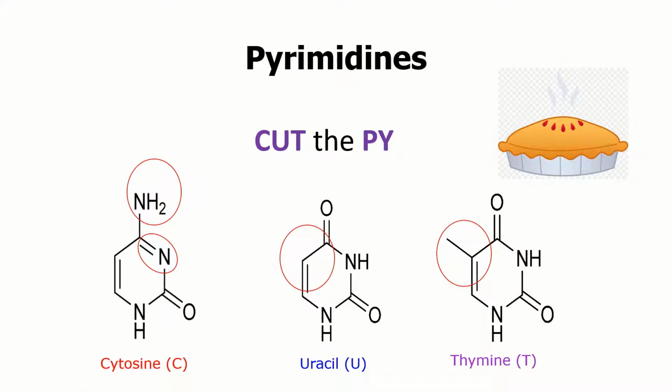So in this video we'll be coming up with different things to help us remember the 5 different bases and their structures, and we'll start off with pyrimidines. So the mnemonic for pyrimidines is cut the pi, where C, U and T literally stand for cytosine, uracil and thymine, and the PY or pi connotes to pyrimidine.